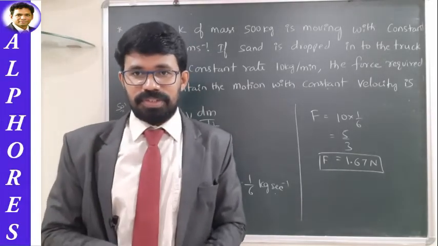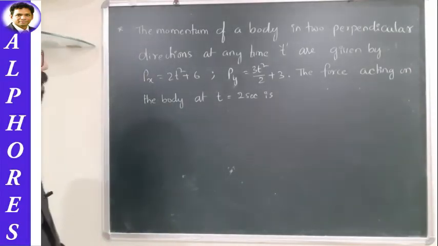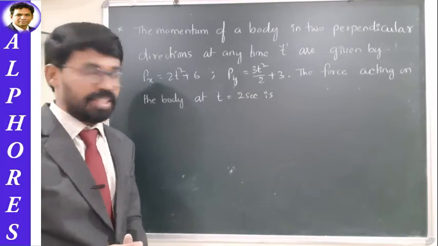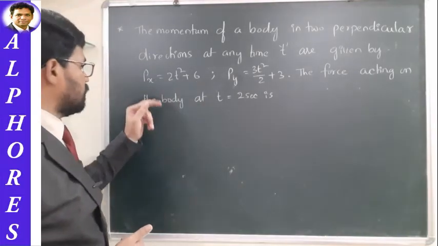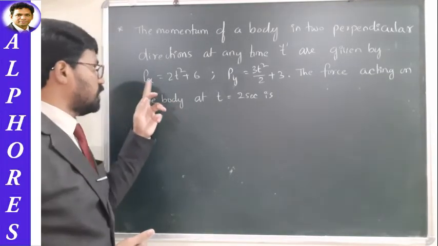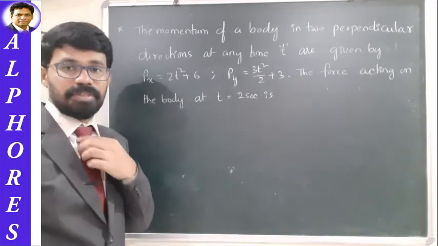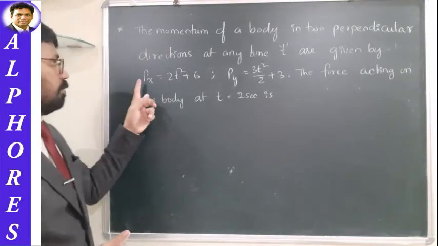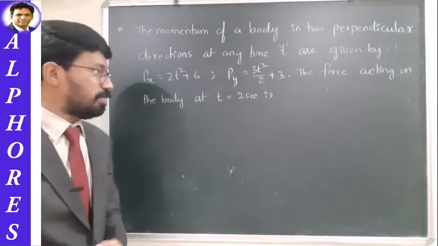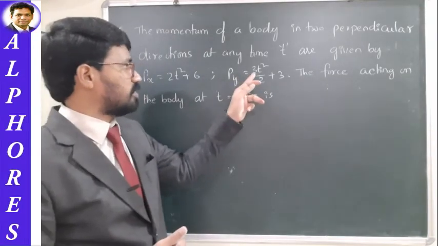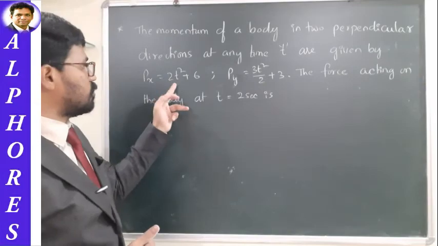Okay, so let us try one more question. The momentum of a body in two perpendicular directions at any time t is given by px, the momentum along the x direction, as 2t square plus 6. So momentum is a function of time. What does it mean? It means momentum is changing with time. If you replace t with various numbers like t equal to 1 second, t equal to 3 seconds, momentum will be different. It means momentum is changing with time along the x direction. Similarly, along the y direction also momentum is changing with time. So py is expressed as 3t square by 2 plus 3, and px is expressed as 2t square plus 6.